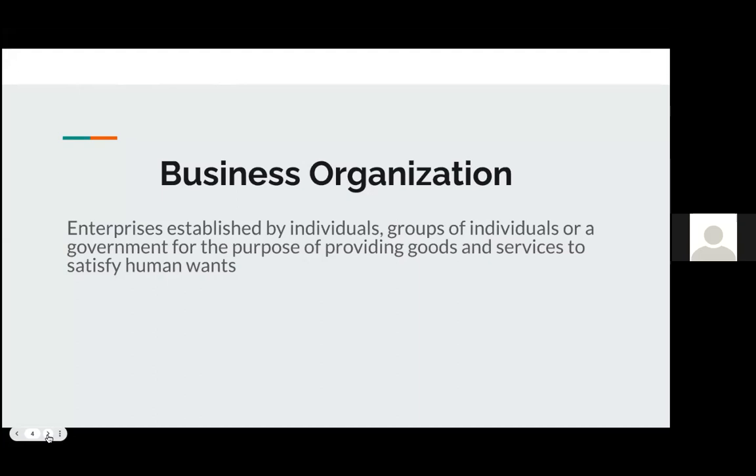Okay. So, what is a business organization? It is an enterprise established by individuals, groups of individuals, or a government for the purpose of providing goods and services to satisfy human wants.